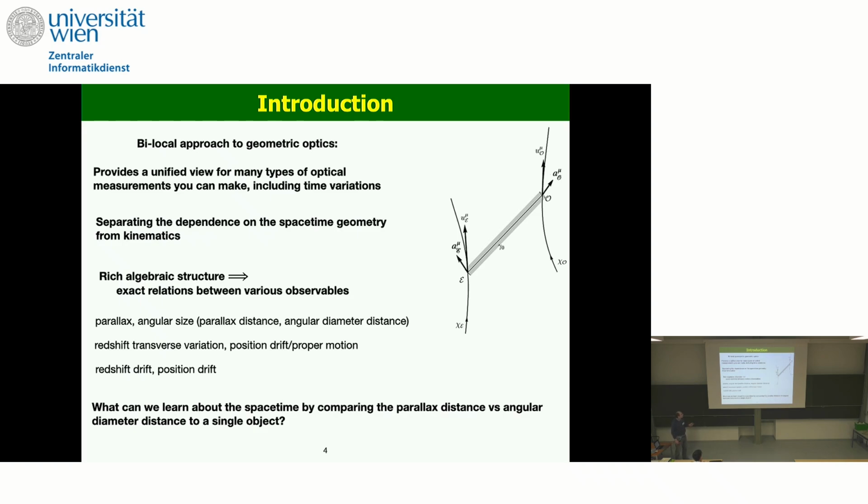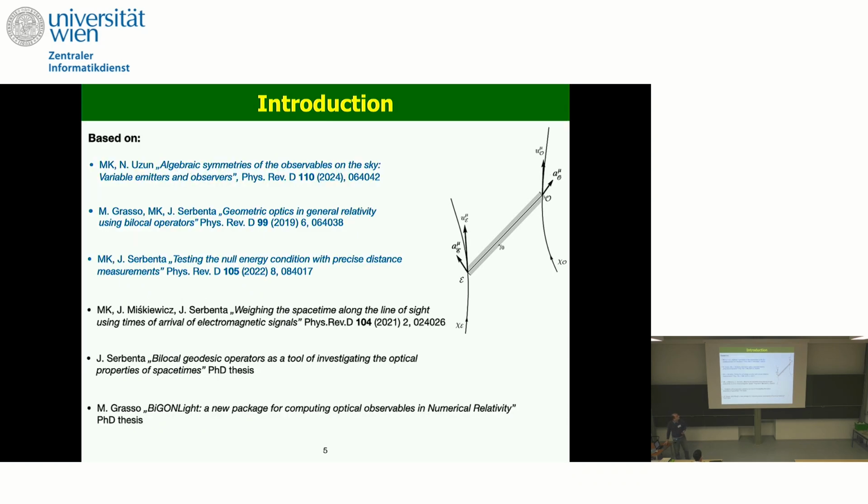And also, this is a natural setting to ask questions like, what can we learn about the spacetime by comparing, for example, the parallax distance and angular diameter distance to a single object at a given moment? They don't have to be equal. The whole talk is based on a couple of papers, but the main one is the first one here, the one written with Nazihe Uzun, algebraic symmetries of the observables on the sky, variable emitters and observers.